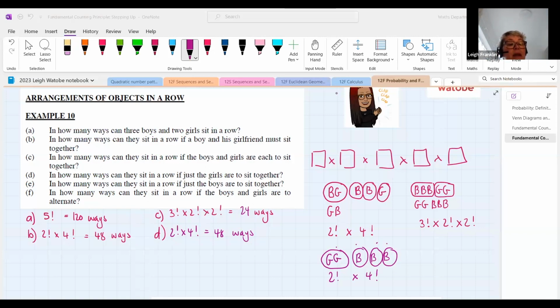Okay, and then question E says, in how many ways can they sit in a row if just the boys are to sit together? So now we've got boy, boy, boy. They can sit together in 3 factorial ways, and then we've got girl, girl. So that would be 3 factorial by 3 factorial.